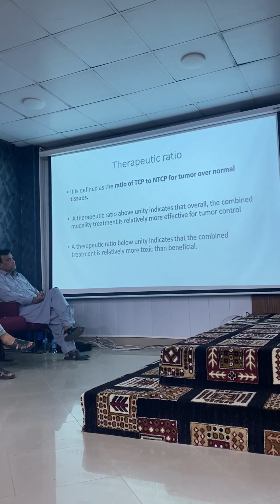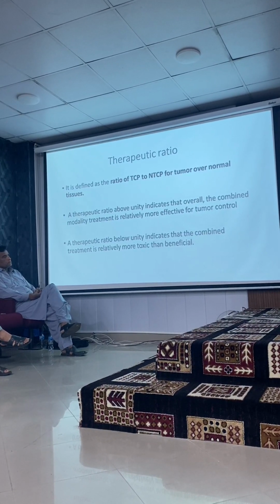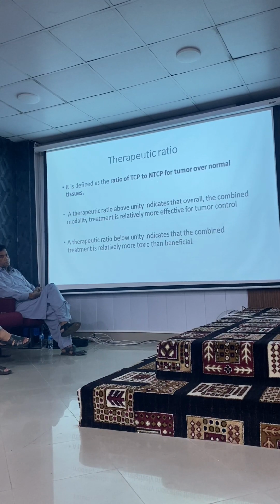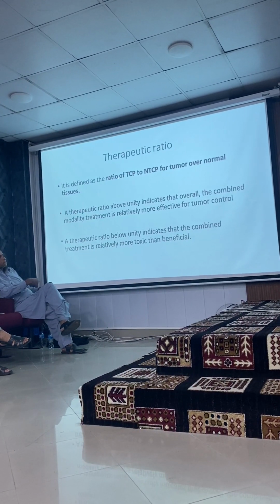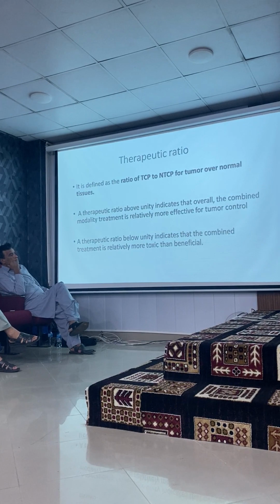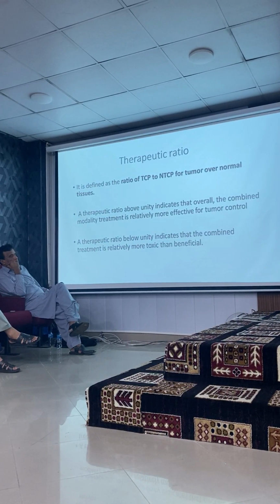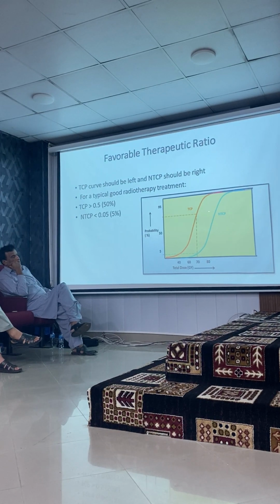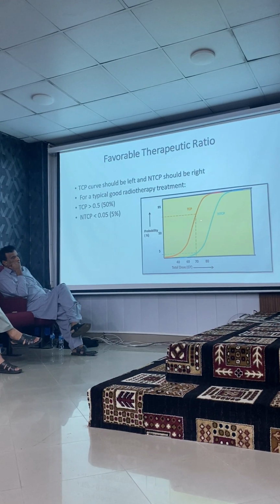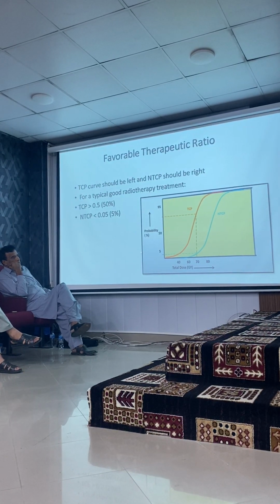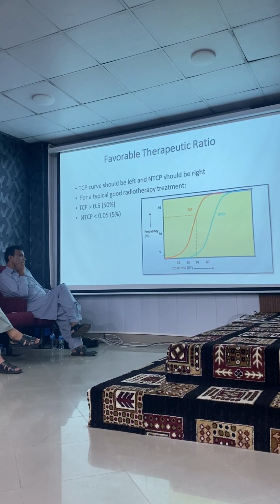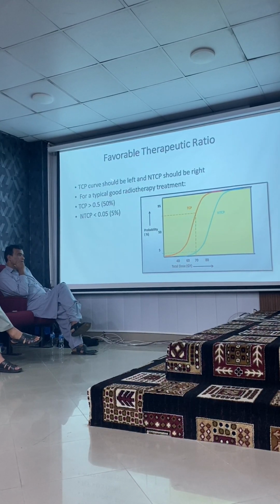So finally, coming to the topic we're here for. Therapeutic ratio is defined as the ratio of tumor control probability to normal tissue complication probability. A therapeutic ratio of above 1 indicates that overall the treatment modality is relatively more appropriate for tumor control, and below 1 it means it is more toxic. So think of it just as the therapeutic window we study in pharmacology for different drugs. And we remember, the bigger the therapeutic window is, the better the drug is to use. So tumor control probability is this thing and this is the normal tissue complication probability.